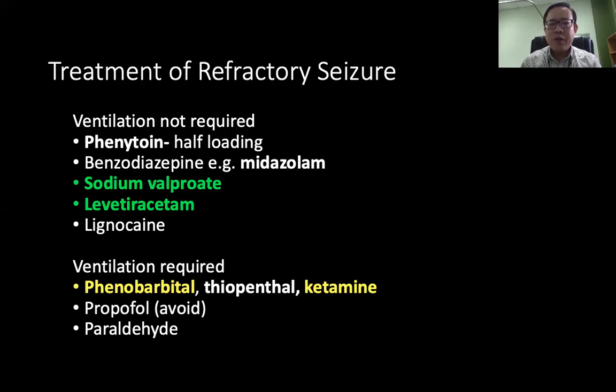So coming to the treatment of refractory seizure, these are some of the points that I want to cover, especially on phenobarbital and ketamine.